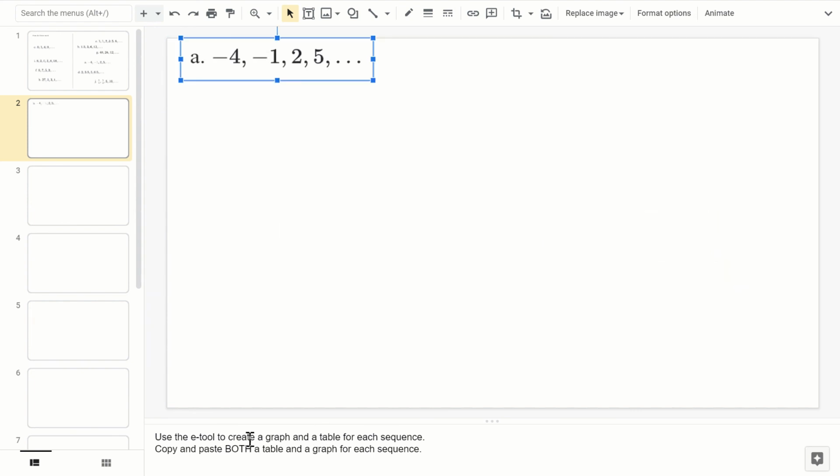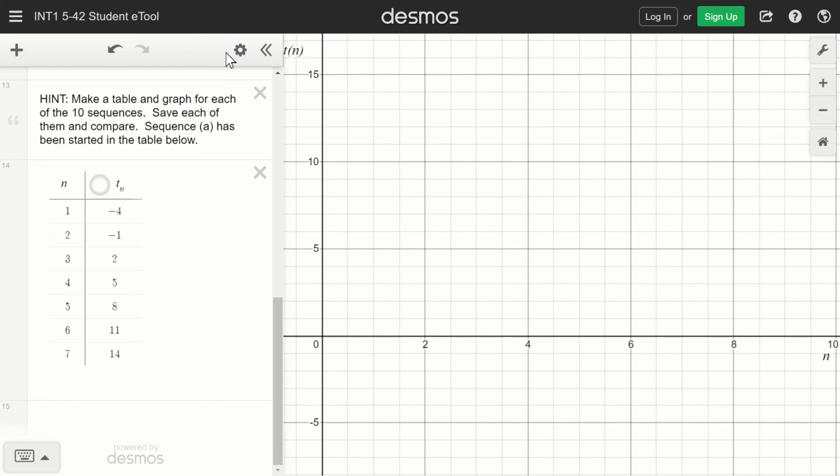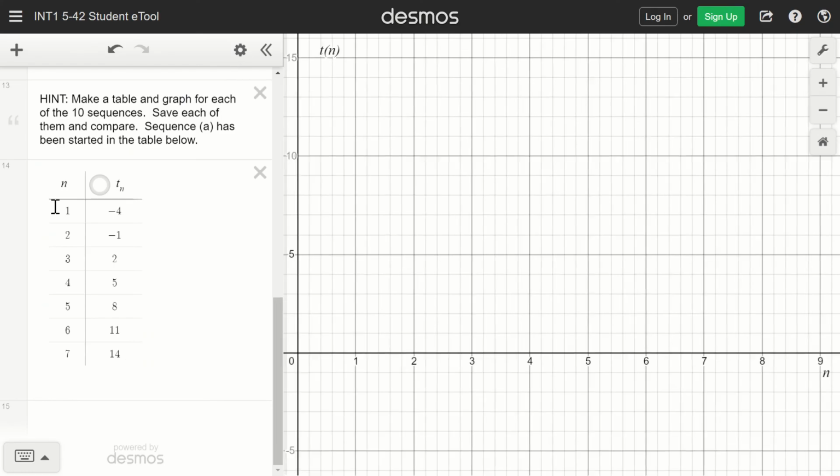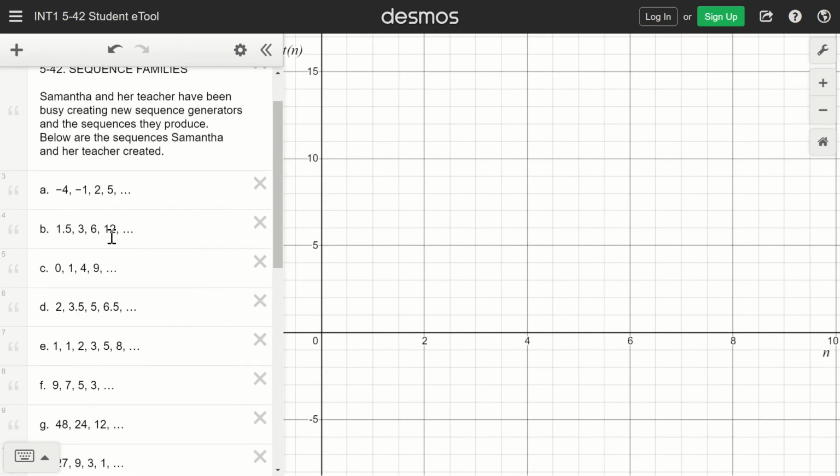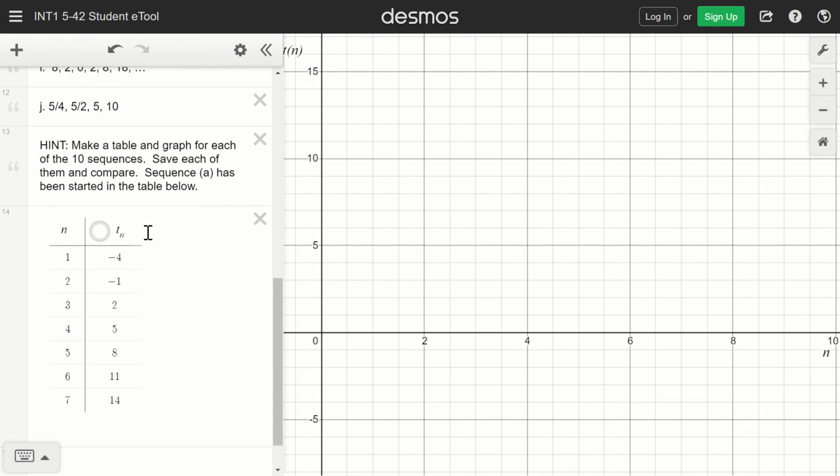It says use the E tool to create a graph and a table for each sequence. Copy and paste both a table and a graph for each sequence. So here's the sequence, let's grab something for it. Here's the E tool. What's nice about the E tool is it's organized well. It has all of the sequences here, and they've even started the first one and I finished it. Here's the n's and here's the t of n's, and if I hit this, you can see I've got a graph of these. It even says n and t of n, that's super nice.